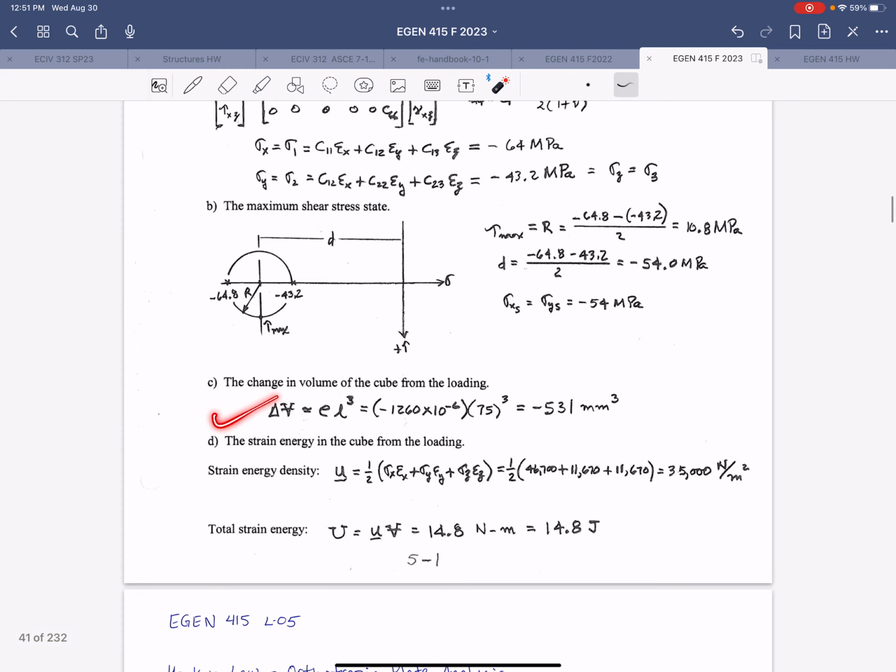Then change in volume, using the dilation formula, and then strain energy density using the formulas provided on the previous page. Total strain energy is taking that density and applying it over the whole volume. So you don't actually have to do the integrals and the calculus in this example because it's straightforward geometry, but that was provided for a general application.